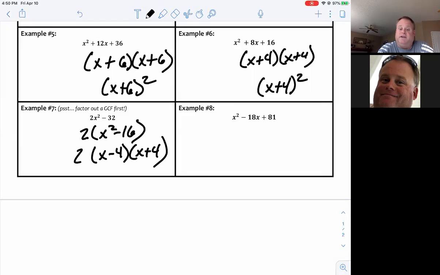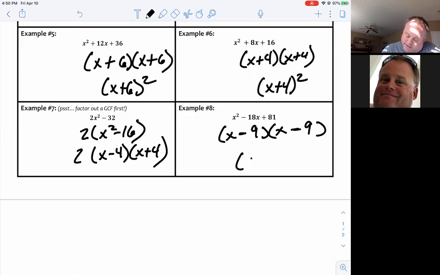Last but not least, x squared minus 18x plus 81. 81 is a perfect square of 9. We know that already. 9 plus 9 is 18. So I know that this is x, and this is x. This is a 9 and 9. I'm looking at my b term, and that is a negative, so minus 9 minus 9. So this is x minus 9 squared.